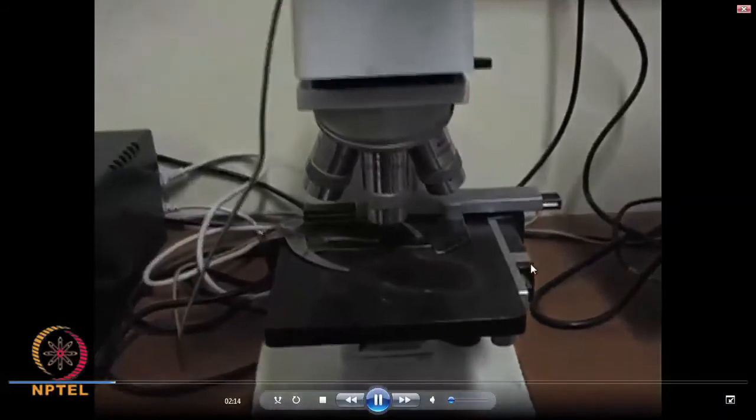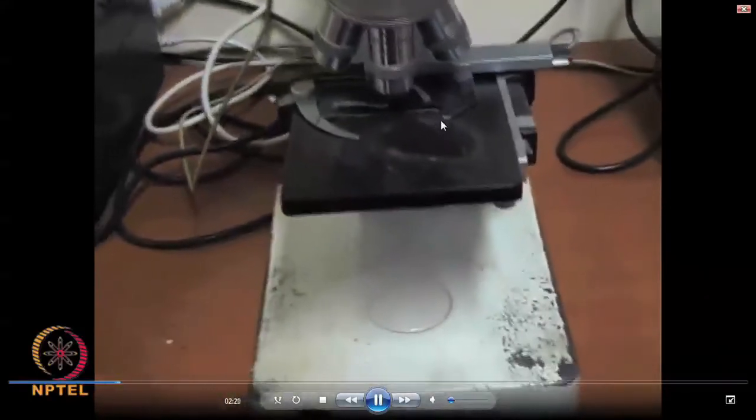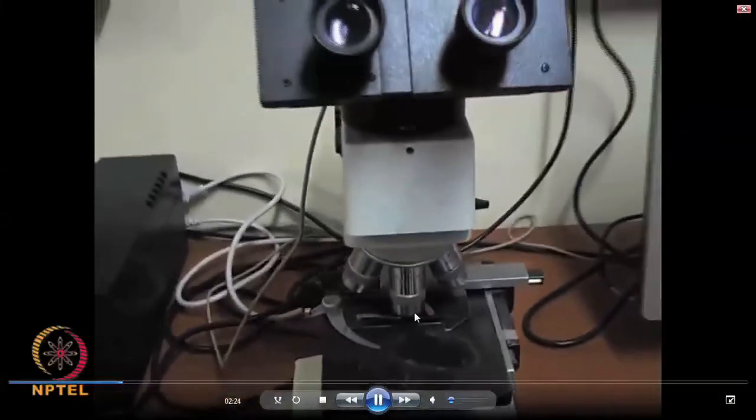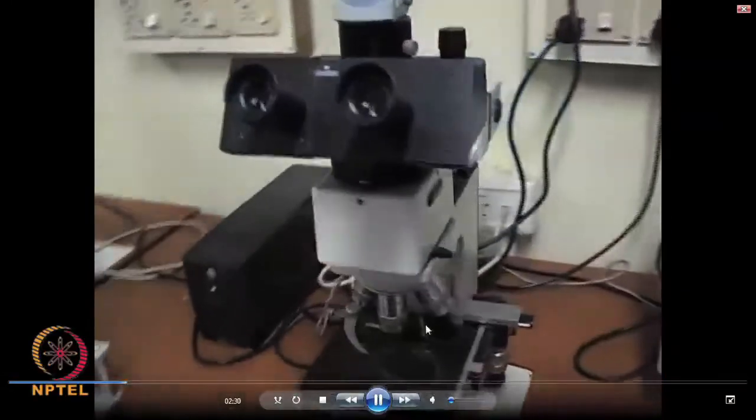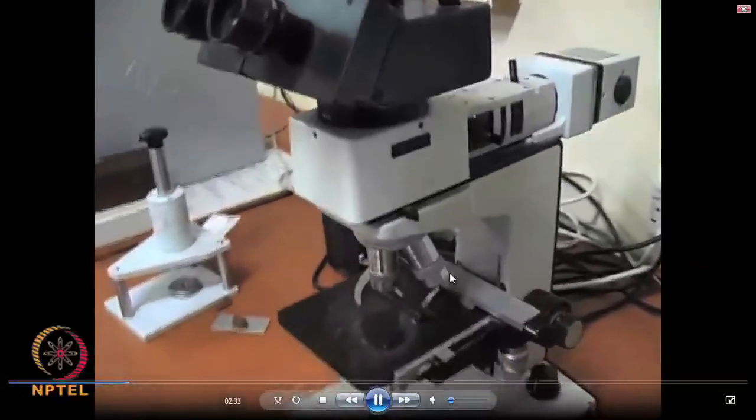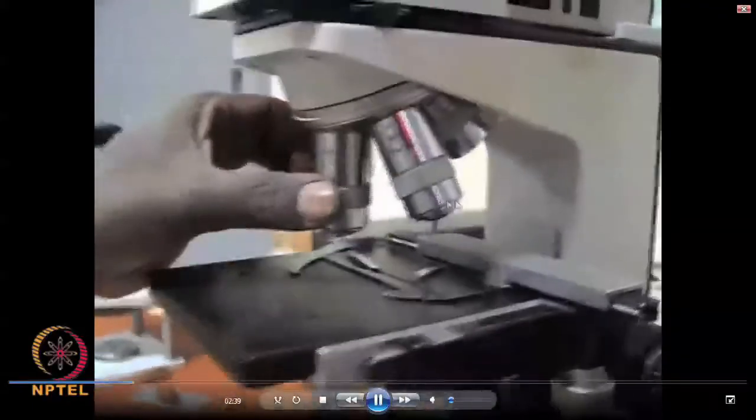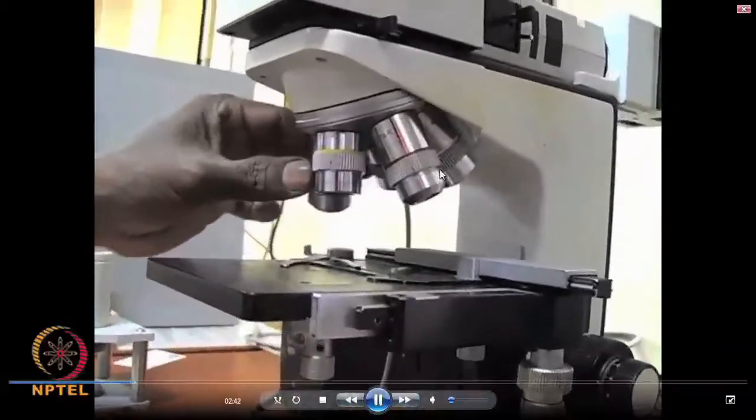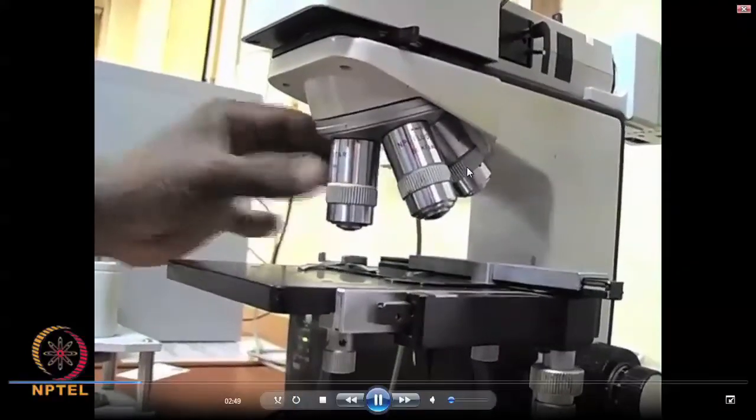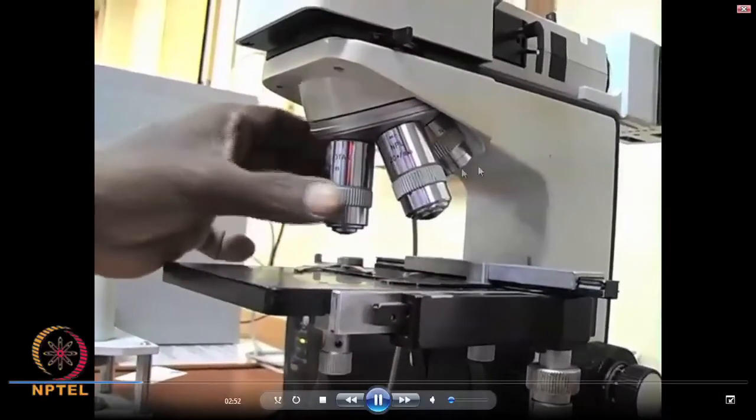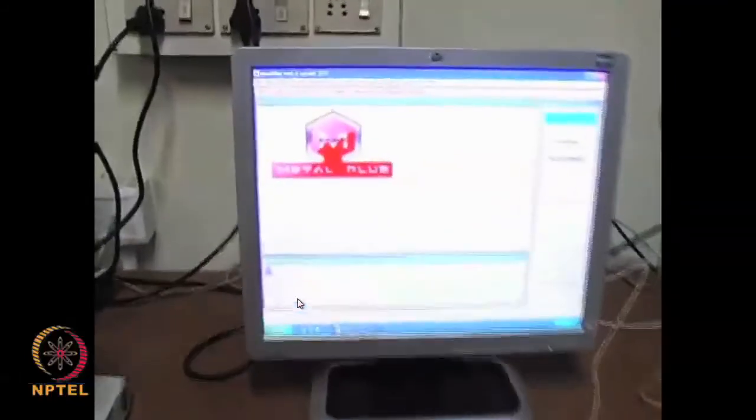You can clearly see the objective lenses, as I mentioned. You are also observing that some letters are written on the objective, which talk about the magnification, the refractive index, and whether it is oil or dry. All this information is given on the objectives. Usually it comes with 5x, 10x, 20x and 40x, and then sometimes 50x, and it goes up to 100x also, depending upon the microscopic system.